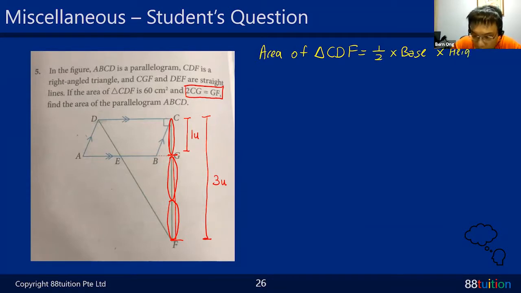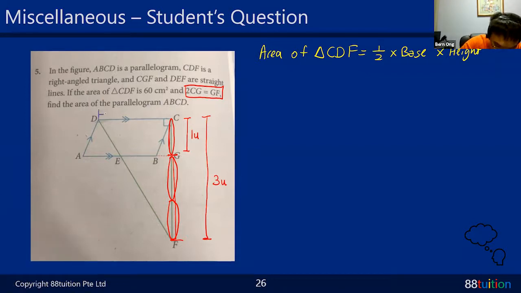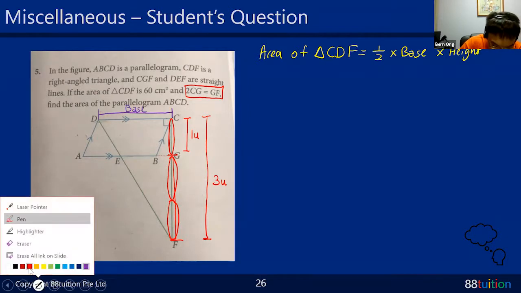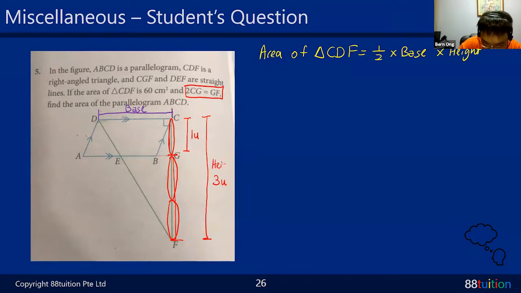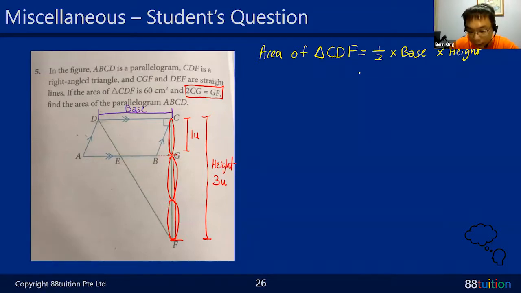So we are looking at triangle CDF. Can you see that triangle CDF is the green triangle? Can I call this purple portion my base? The base is here, and this red 3 units is actually my height. So I can put into this equation here: what is the area of triangle CDF?